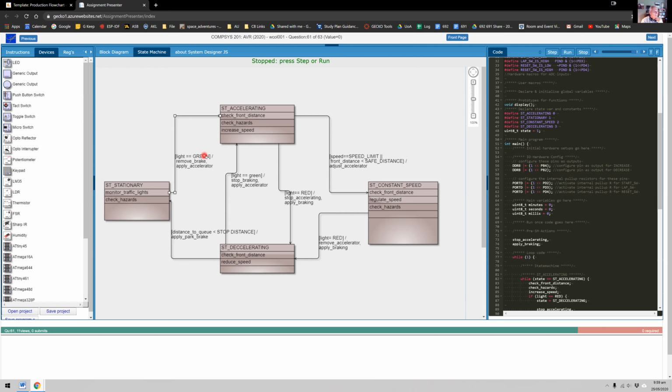Now, when the light is green, actually, there's something else here as well. There must be no hazards, okay? So we can double click on this. We can apply the accelerator, right? Light is green, and we could say no hazards. And I might actually make that a function, I suppose. Something like that, no hazards. So there's no hazards, we can safely drive off.